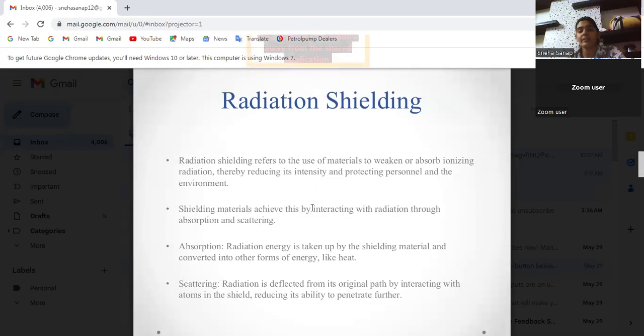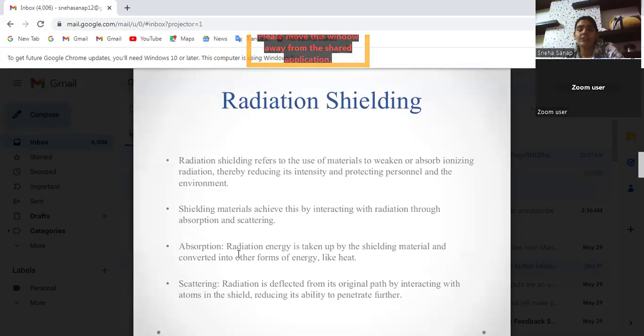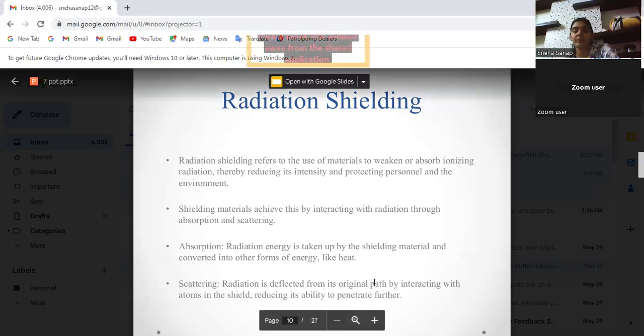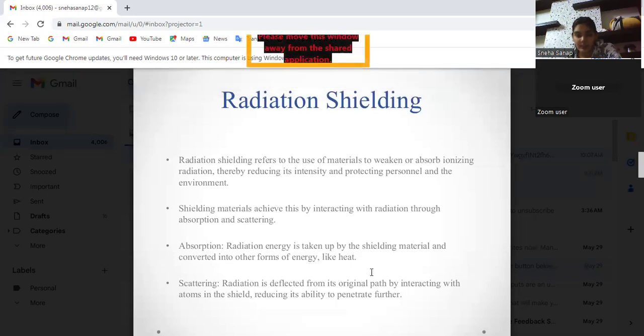How to protect ourselves and how to protect other things means material. When we are using this attenuation coefficient, it is very useful. The shielding material interacts with the radiation through absorption and scattering. Okay, and what is absorption? Radiation energy is taken by the shielding material and converted into other forms of energy like heat. Scattering is also part of it: the radiation is deflected from its original path by interacting with the atoms in the shield, reducing its ability to penetrate further.